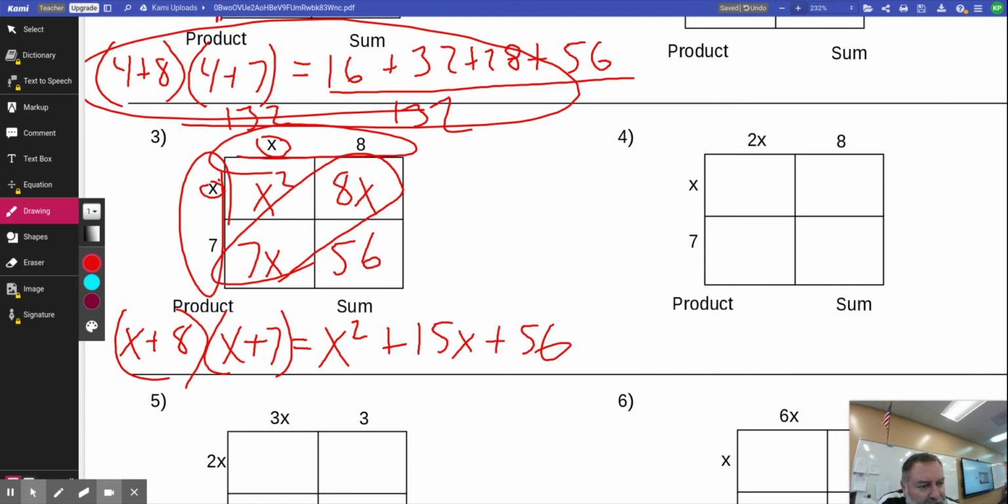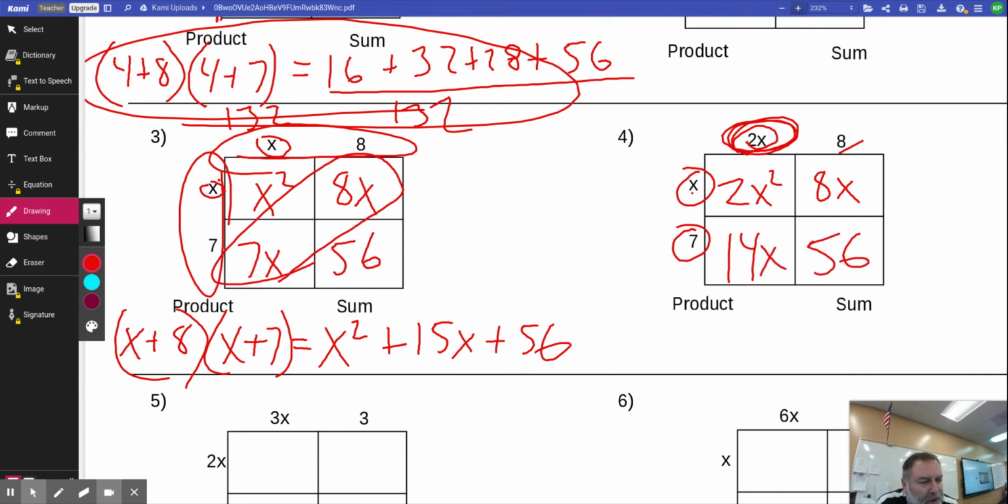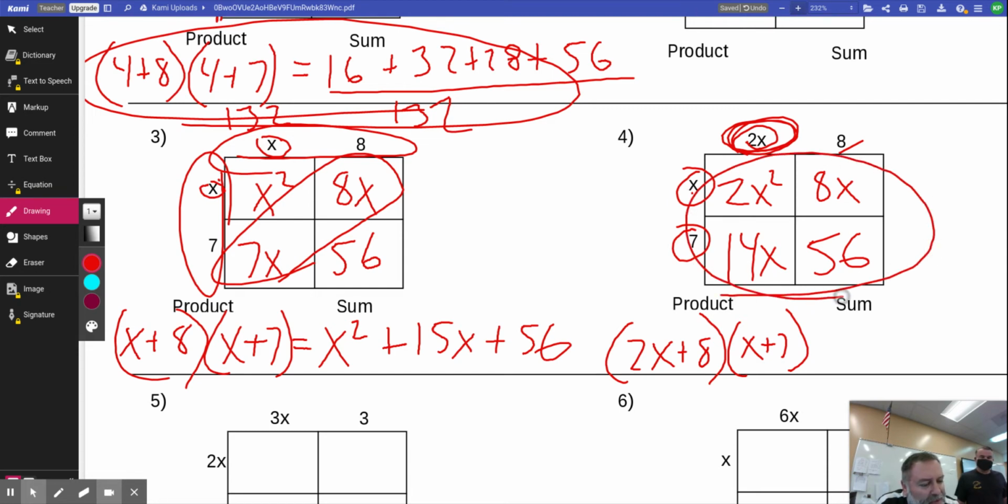On this one, you can go 2x times x is 2x squared. x times 8 is 8x. This is where everybody makes a mistake. It's 2x times 7, 14x, and then 56. So then I have 2x plus 8 times x plus 7. I can write it that way. And I can also write the area by adding all those together, and that's why we call it the sum.